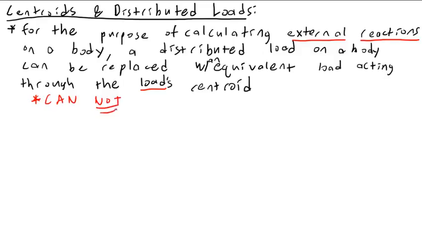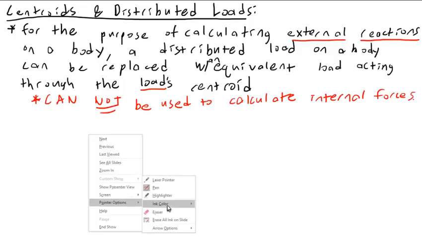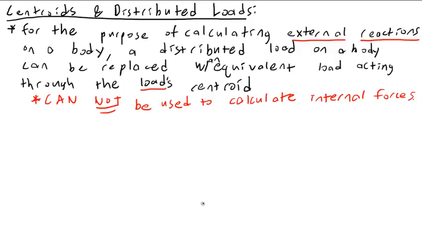It cannot be used to calculate internal forces. You can use this method to calculate the external reactions on a body, say on a beam, but you cannot use this to find the bending moment at a point. You still need to do the method of cuts or inspection, etc. Okay, what do I mean by this?